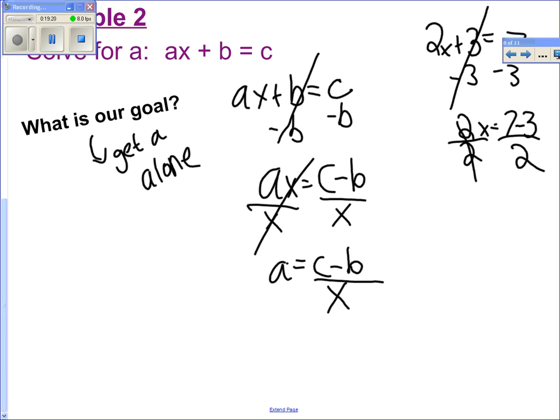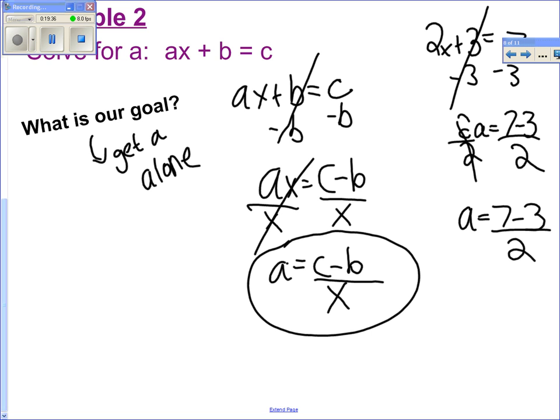divided by x. And I actually made one little mistake here. This was supposed to say a. But again, a would be equal to 7 minus 3 divided by 2. And here, we would just say a is equal to c minus b divided by x.